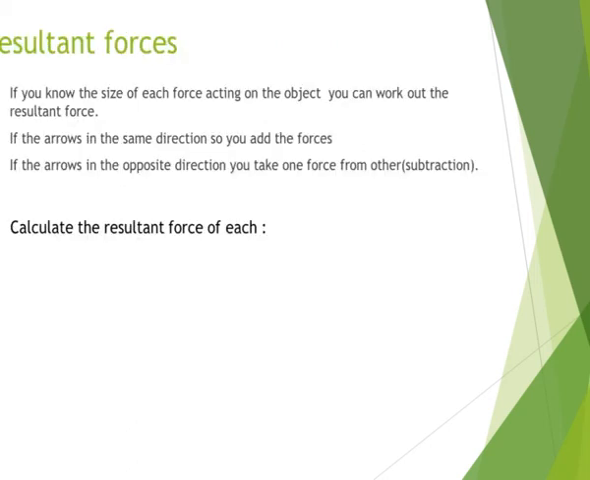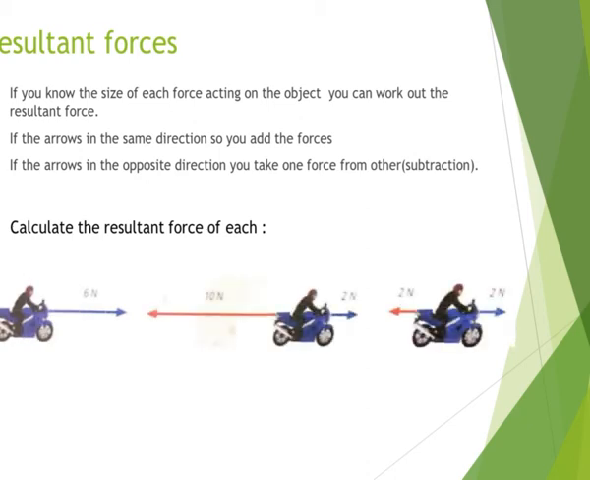Resultant force. If you know the size of each force acting on the object, you can work out the resultant force. If the arrows are in the same direction, you add the forces. If the arrows are in opposite directions, you take one force from the other, so you do subtraction. For example, calculate the resultant force of each. We have three cases. In the first case, we have 6 and 2. You must subtract because the arrows are opposite. 6 minus 2 is 4.